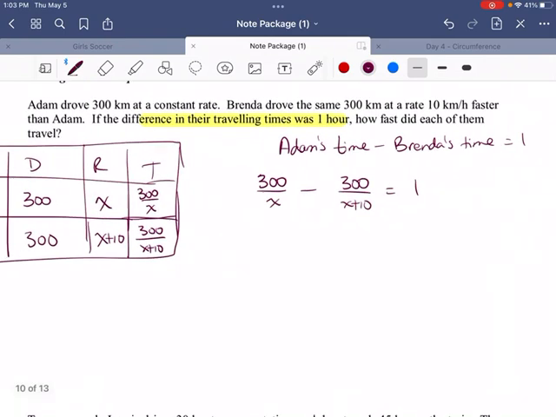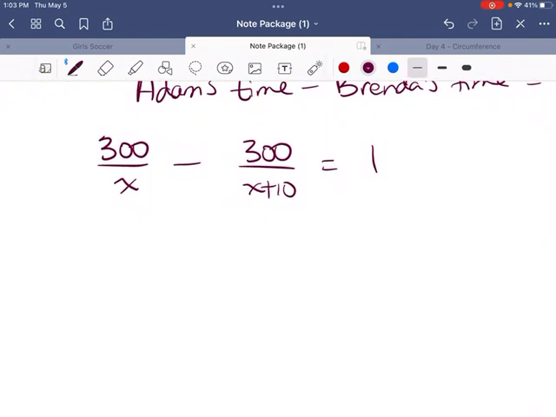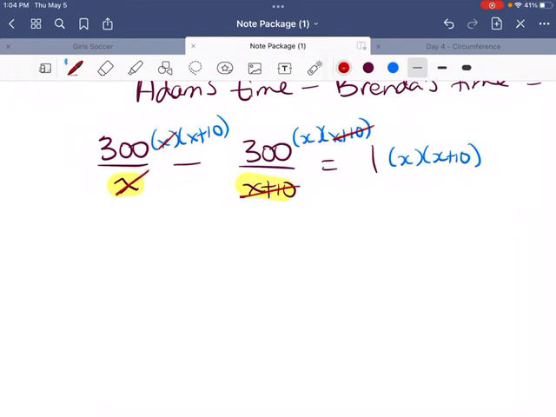We want to clear the denominators here. The unique denominators are x and x plus 10, so we're going to multiply everything by x and x plus 10. Let's see what simplifies. The x and the x will simplify, the x plus 10 and the x plus 10 will simplify, and nothing simplifies on the right. So we're left with 300 multiplied by x plus 10 minus 300x is equal to x squared plus 10x.